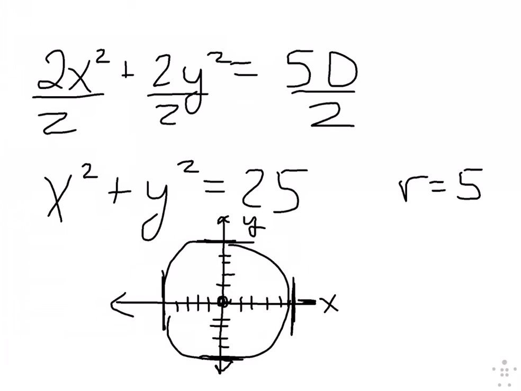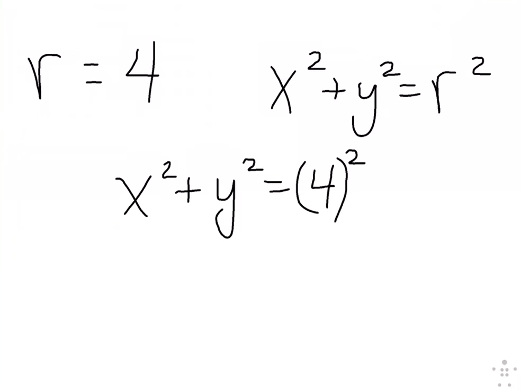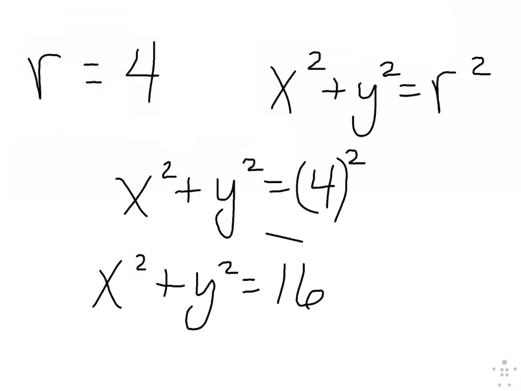All right? Then, the second thing they're going to ask you to do is write the equation in standard form. They're going to give you a radius. Zane, would you give me a radius? 4. And they want you to write the equation. The equation in standard form is x squared plus y squared equals r squared. Zane just gave us an r of 4, so it's x squared plus y squared equals 4 squared. But what's 4 squared? 16. x squared plus y squared equals 16. Done.